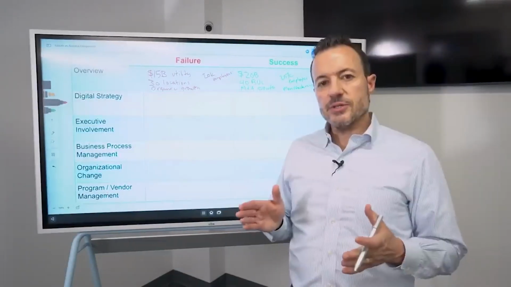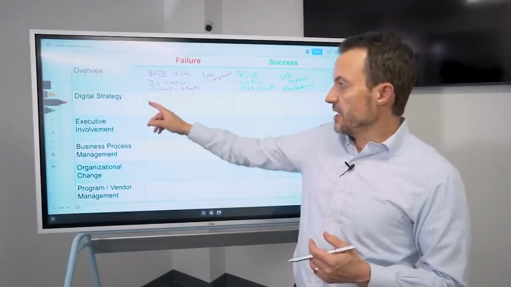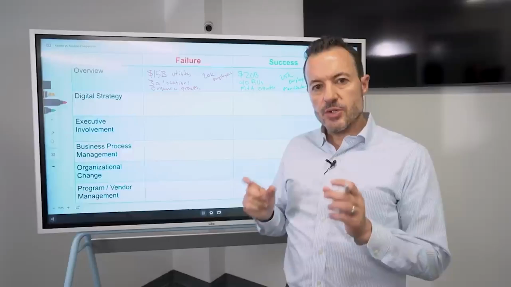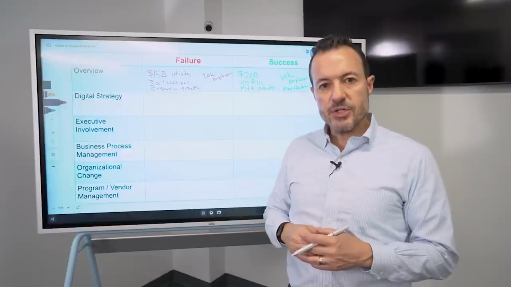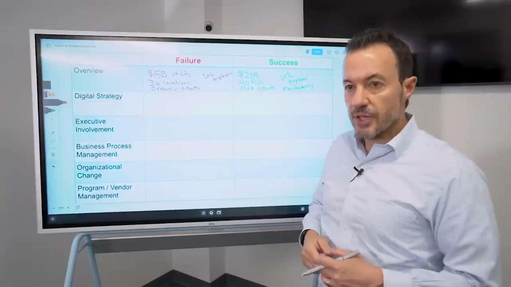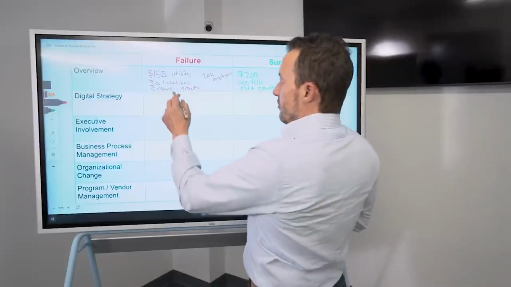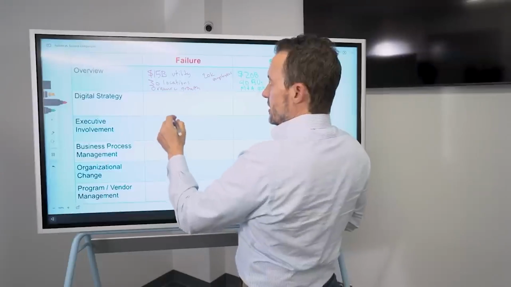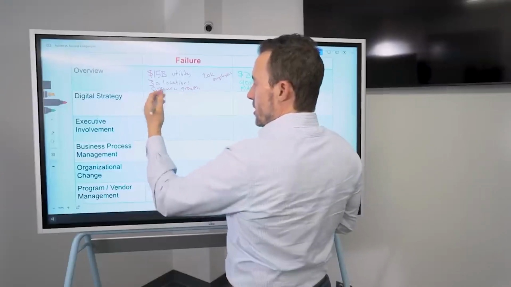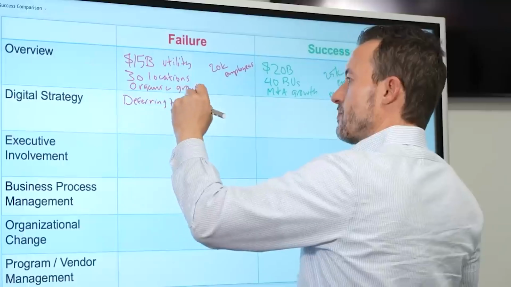So let's dive into the differences between these two companies in these two case studies, beginning with the digital strategy. What was the digital strategy that was defined by each of these organizations, and how are they different, and how did they lead to very different outcomes? Well, first of all, if we look at the digital strategy, the failure, the $15 billion utility, had a way or a process of deferring to one single ERP system.